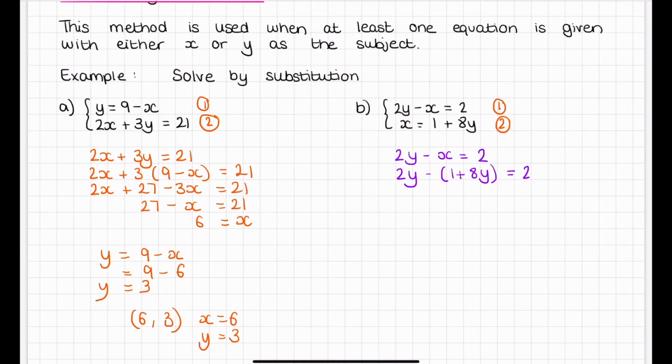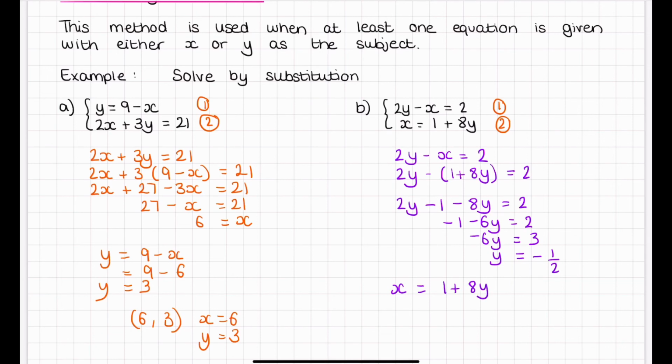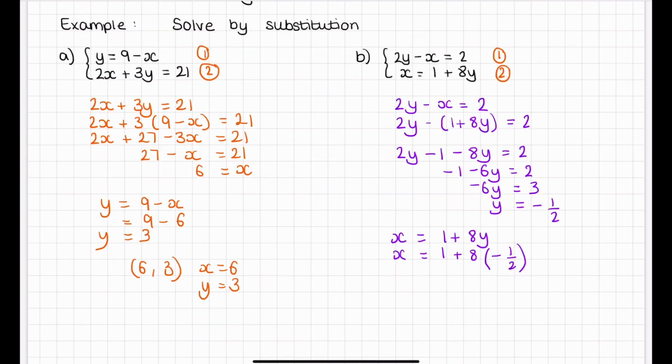And then from there, expand and rearrange. So we'll have 2y minus 1 minus 8y equals 2. And we'll end up with y equals negative a half. And now we found y, we need to find what x is. So in our x equals 1 plus 8y equation, we can just sub y equals negative a half into there. Then we'll get x equals 1.